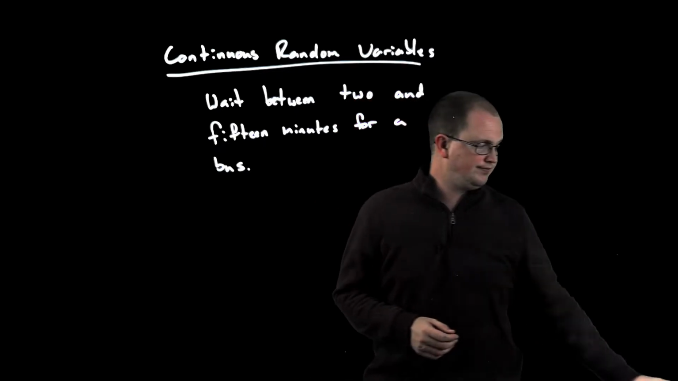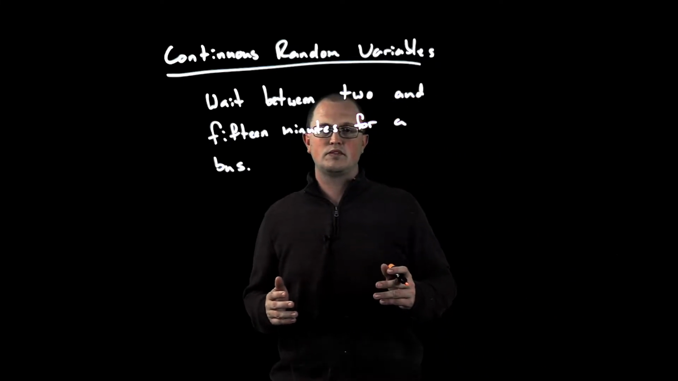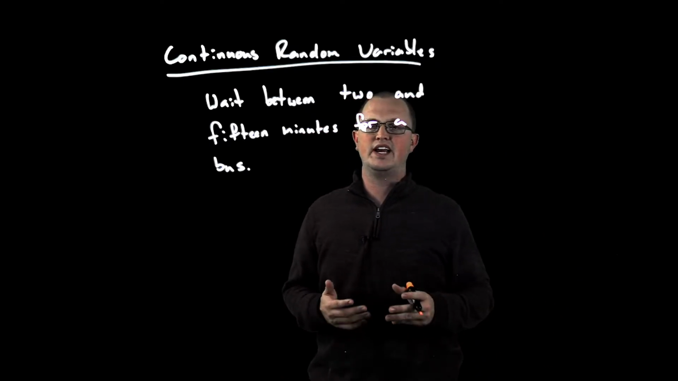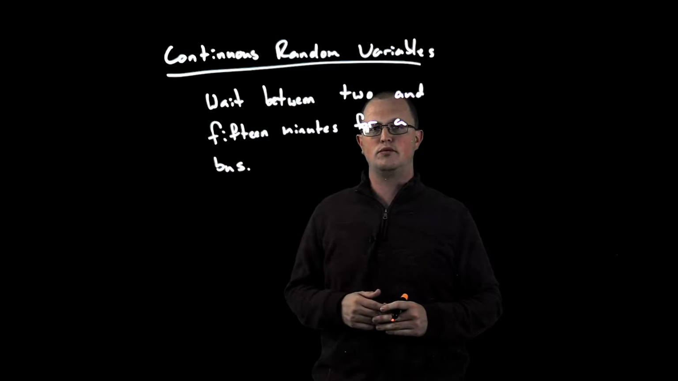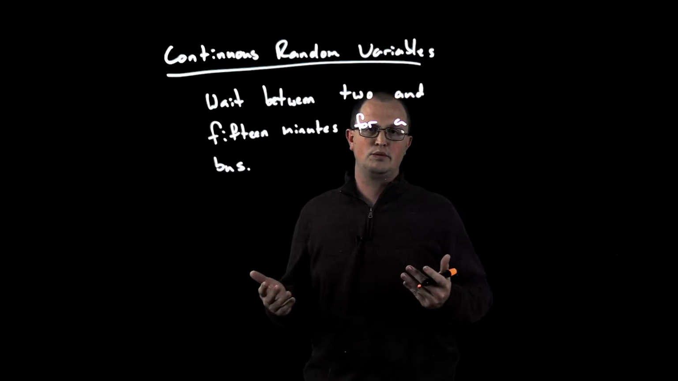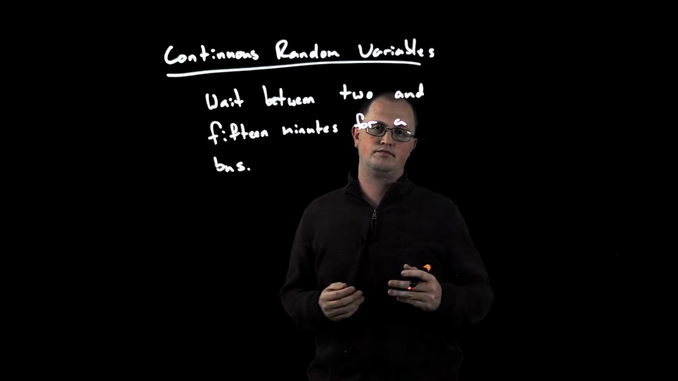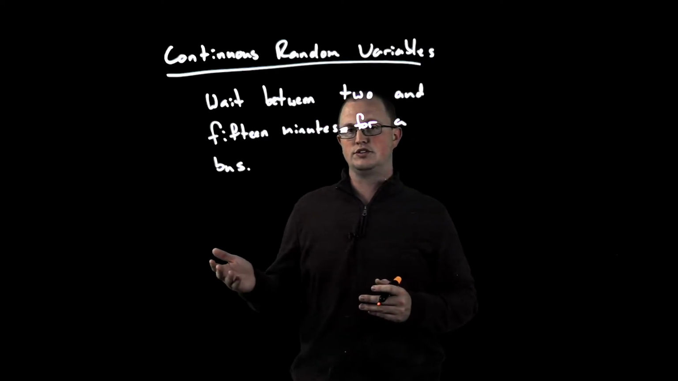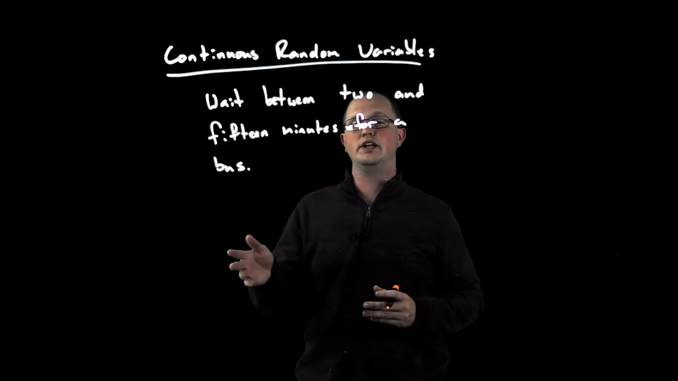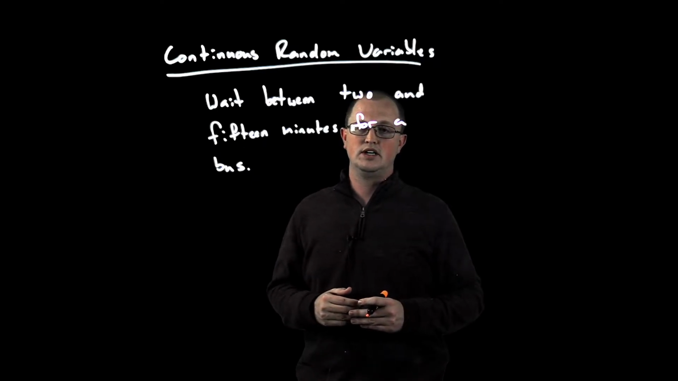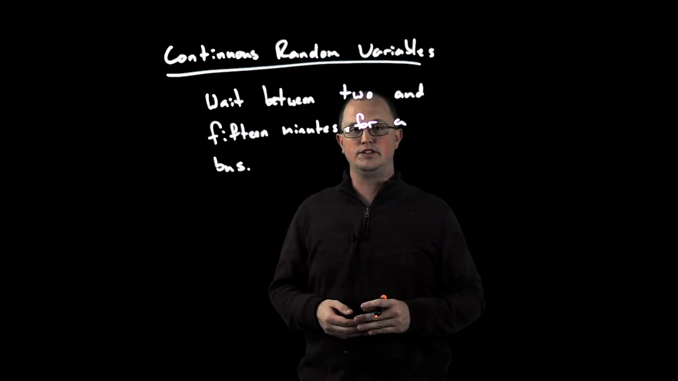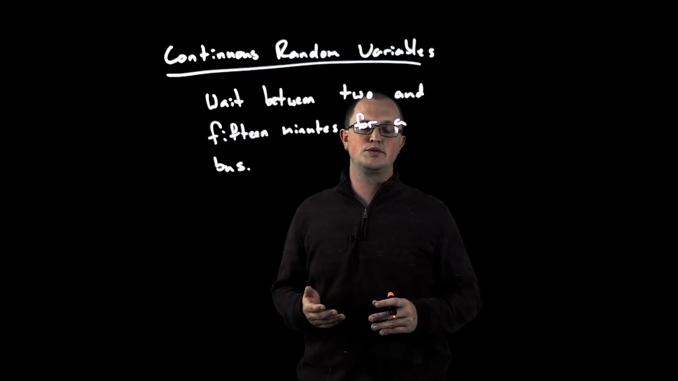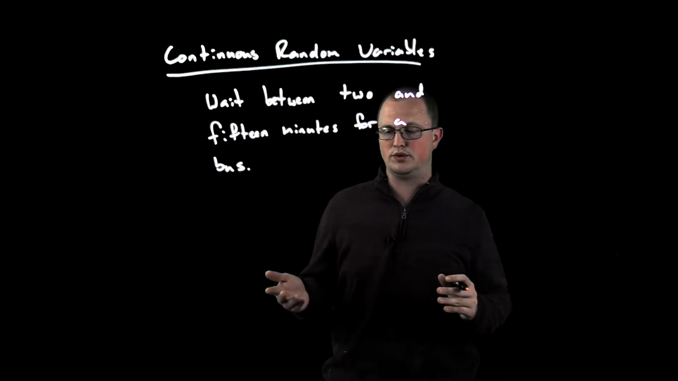Now, what would be an answer for a question of what is the probability that we wait 10 minutes? For discrete random variables, we would just look up the outcome of wait 10 minutes on a chart, and that would give us our probability. But with continuous random variables, it's not so simple.